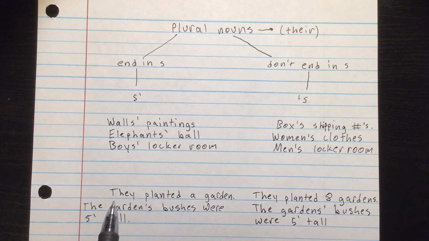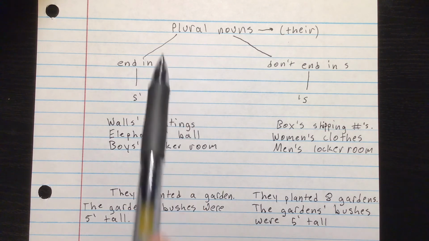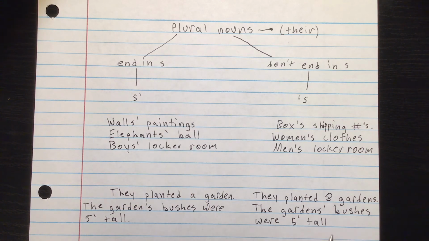So, they planted a garden. The garden's bushes were 5 feet tall. Keyword here is a garden. We're talking about a singular garden. So when we say the garden possesses something, the garden is owning the bushes. It's the garden apostrophe S bushes, the garden's bushes, or its bushes. So we're talking about one thing. In contrast, if we go over here, they planted 8 gardens. So this is more than one garden, aka a plural noun. We would say the gardens' bushes were 5 feet tall, or their bushes were 5 feet tall.